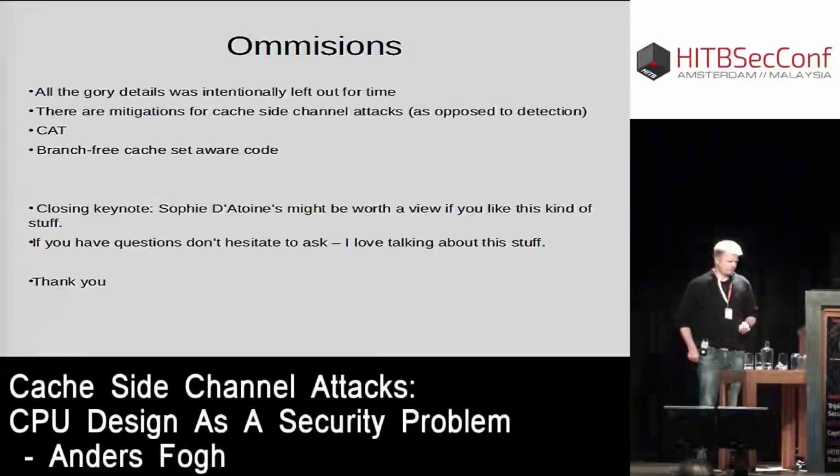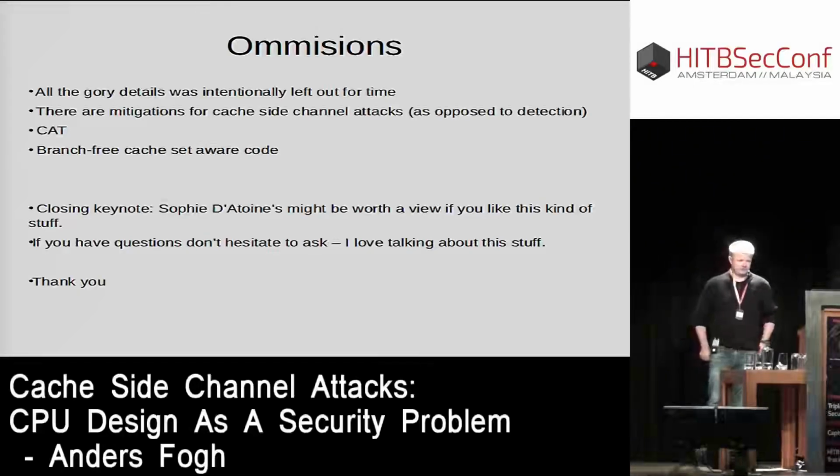A recent example was that the OpenSSL library hardened their RSA implementation to be branch-free and cache set aware. And as it turns out, somebody figured out a different cache side channel attack which broke the new implementation. This was called CacheBleed.